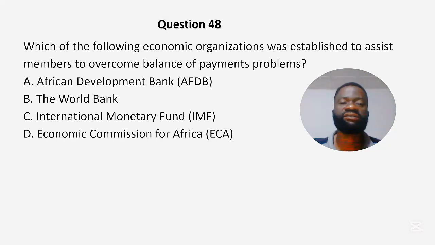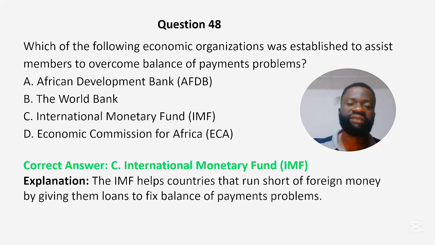Question 48. Which of the following economic organizations was established to assist members to overcome balance of payment problems? Option A. African Development Bank. B. The World Bank. C. International Monetary Fund, and D. Economic Commission for Africa. The correct answer is option C, International Monetary Fund. The IMF helps countries that run short of foreign money by giving them loans to fix balance of payment problems.